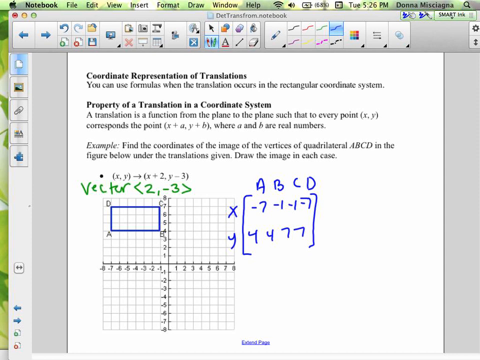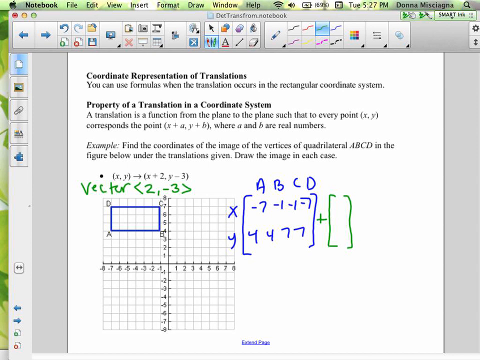translate our figure. So what we're going to do is add the vector to the x and y coordinates. When I write it as a matrix, I'm always going to have the x on top and y on the bottom. And so we're always changing our x coordinates according to the x part of our rule, either in vector notation or coordinate notation, and we're always changing y according to the y part of our rule or vector.